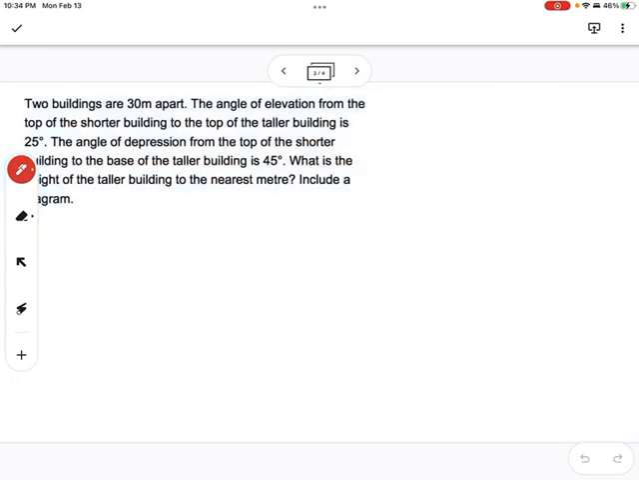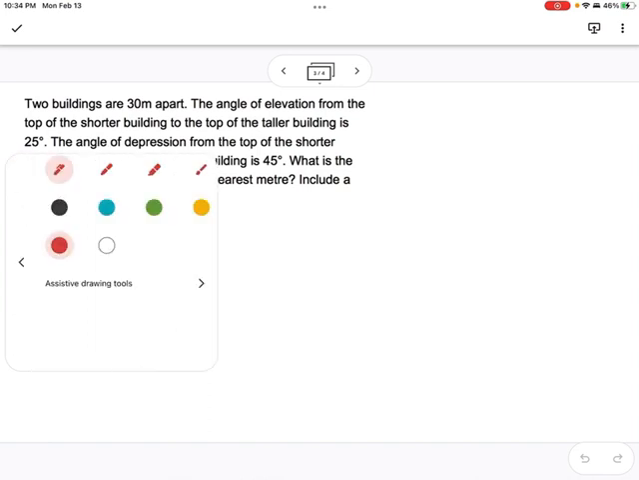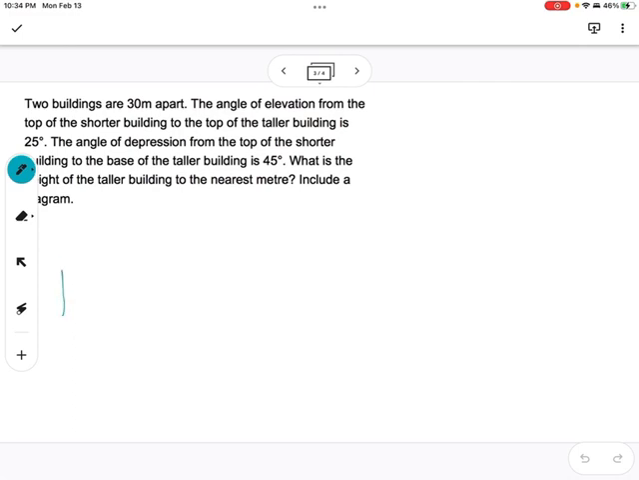Okay, one more question here. Two buildings are 30 meters apart. Let's just start drawing now. So we have two buildings. We have the ground. We know that these buildings are 30 meters apart.